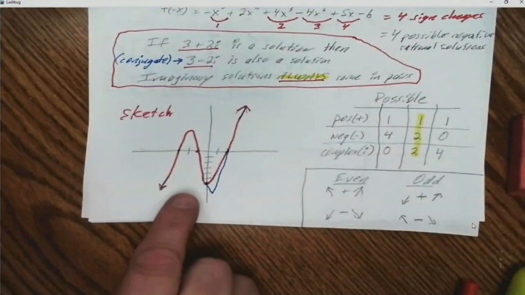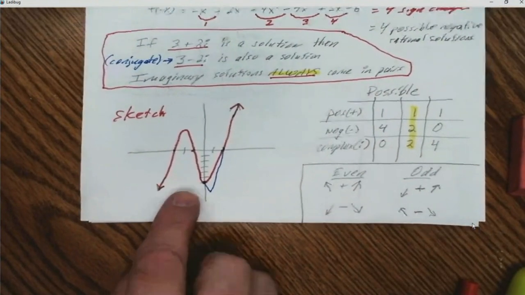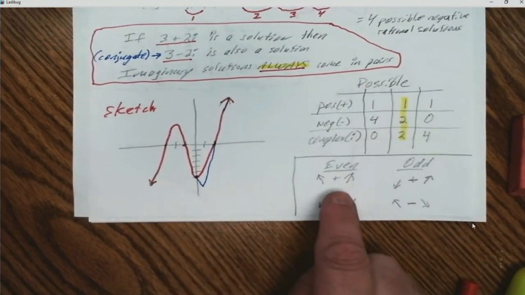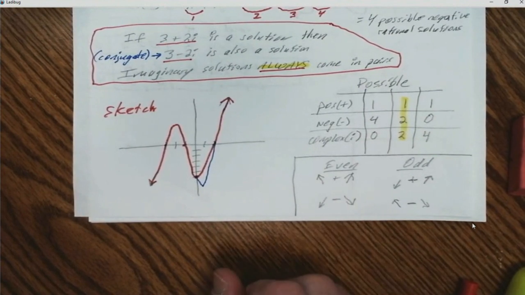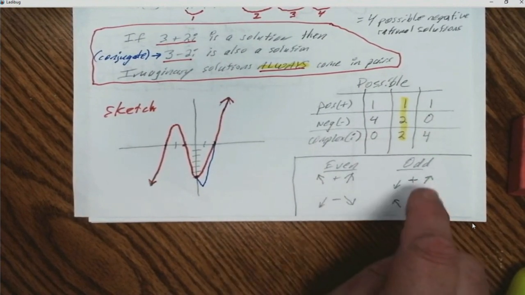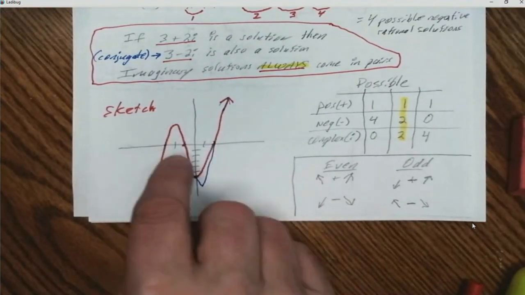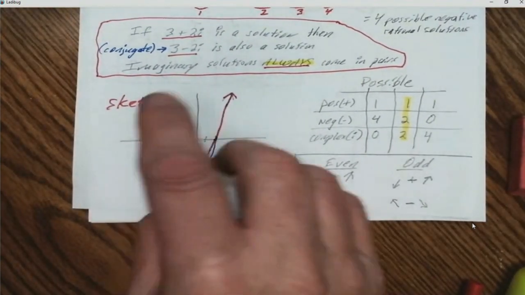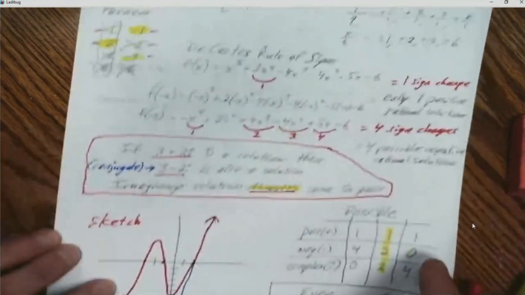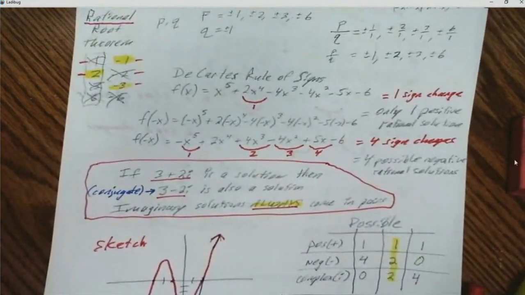So a sketch of a graph. When sketching graphs, the important thing to know is which way do the arrows go? Is it plus or minus? That tells you, and then you can just take the solutions and graph it. All right, so that's what this is talking about.